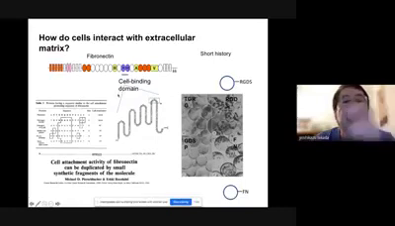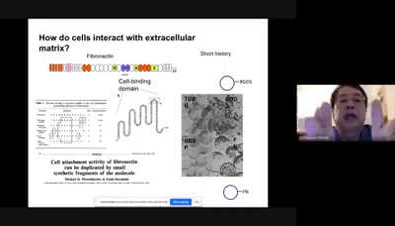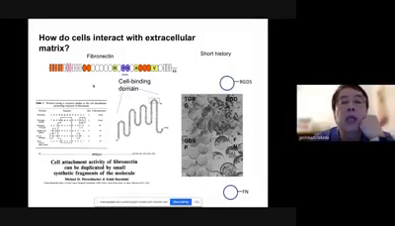Then they further dissected this part, 9 and 10, and found that a small part of this is very critical, the smallest component that supports cell adhesion. This contains the motif RGD, the very famous classical RGD motif for cell interaction.